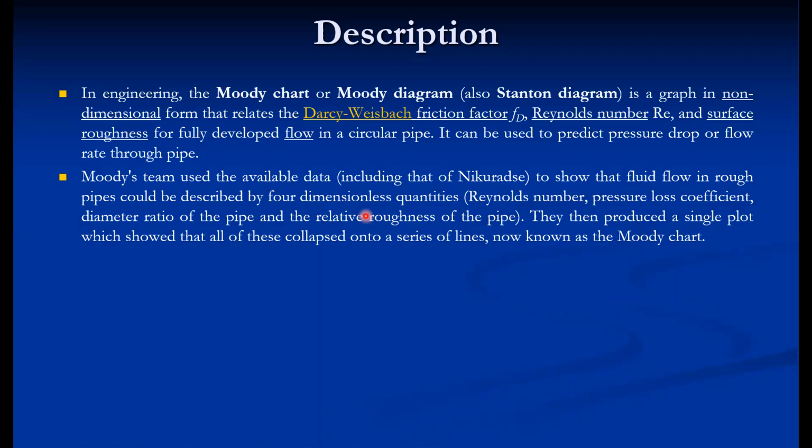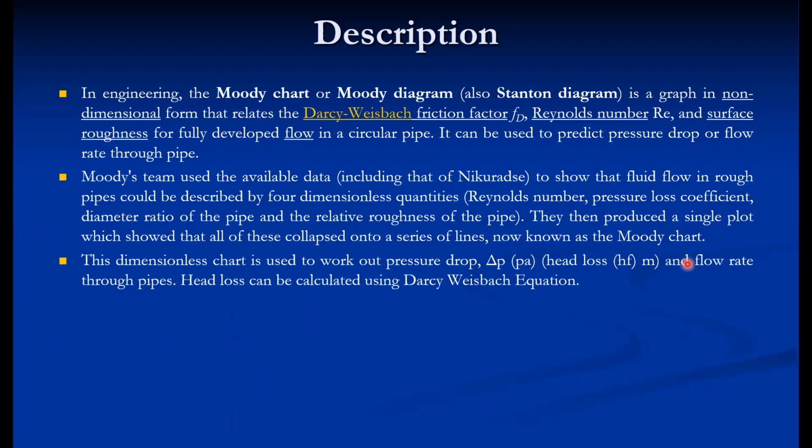Moody used the available data, including Nikuradse's, to show that the fluid flow in rough pipes could be described by four dimensionless parameters: Reynolds number, pressure drop coefficient, diameter ratio, and the relative roughness of the pipe. They then produced a single plot which shows that all of these collapse on a series of lines, now known as a Moody chart.